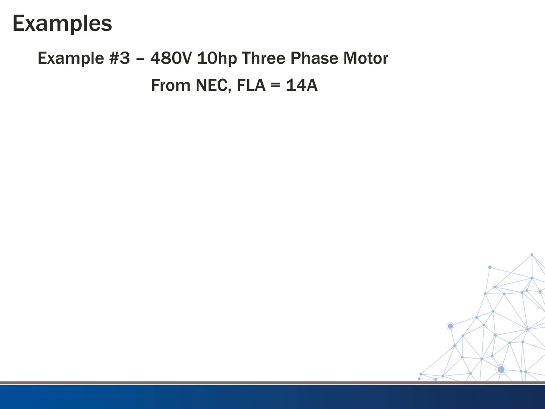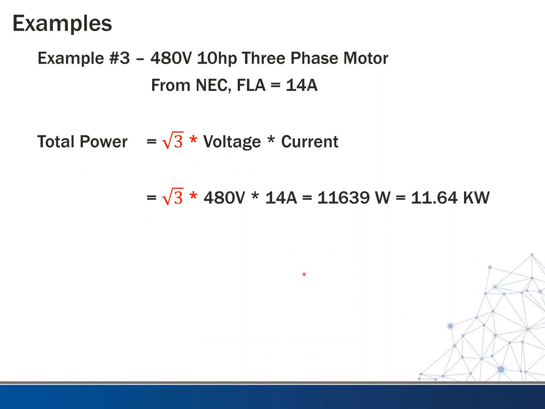For our final example, we're going to look at a 480 volt, 10 horsepower, 3-phase motor. So this is different from the others. We have 3 phases, so we're running 3 phase conductors to this motor. From the NEC again, we'll talk about later how we get this, but we see that we expect it to have 14 amps at full load. So this time, remember, we're using the square root of 3 times the voltage times the current. So if we plug those values in, 480 and 14 amps, we're going to get 11.6 kilowatts.